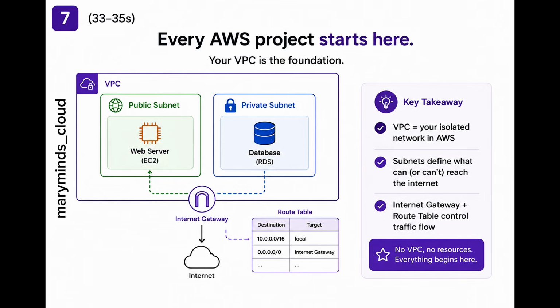So here is the complete picture. Your AWS cloud, your VPC, the public and private subnets, the internet gateway, down to the route tables controlling traffic. Every AWS architecture starts here. So whether you are deploying an EC2 instance, an RDS database, an ECS container, or even Kubernetes with EKS, they all begin inside a VPC. Once you understand VPCs, every other AWS networking service becomes much easier to learn.